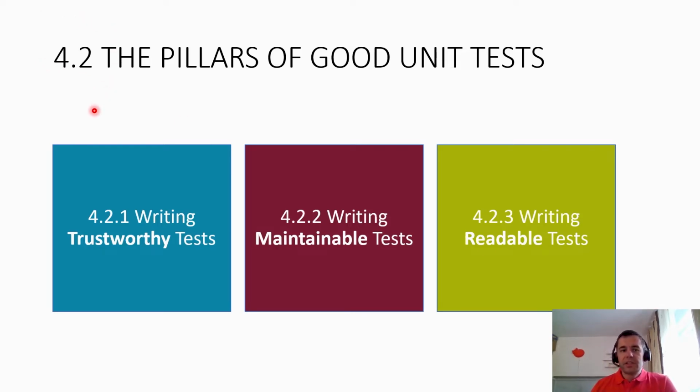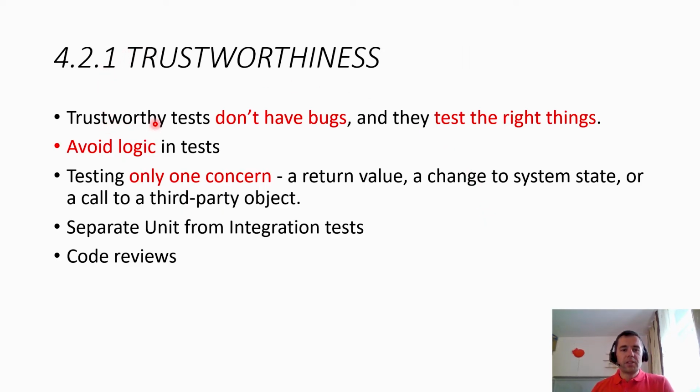Good, we have, I would say, the three pillars of good unit tests: writing trustworthy tests, writing maintainable tests, and writing readable tests. Trustworthy tests don't have bugs and they test the right things. We should avoid logic in tests and test only one concern: a return value, a change to system state, or a call to a third-party object. This is done by using mocks. We should separate unit from integration tests, and we should also have code reviews for unit tests as well as production code.